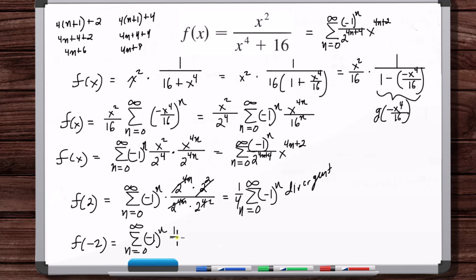Okay, so now we're left with just this. It's going to be the 1/4, right? We're left with what we had before. 2 to the 4n plus 2 over 2 to the 4n plus 4. So it's divergent. So this is minus 2 to 2.